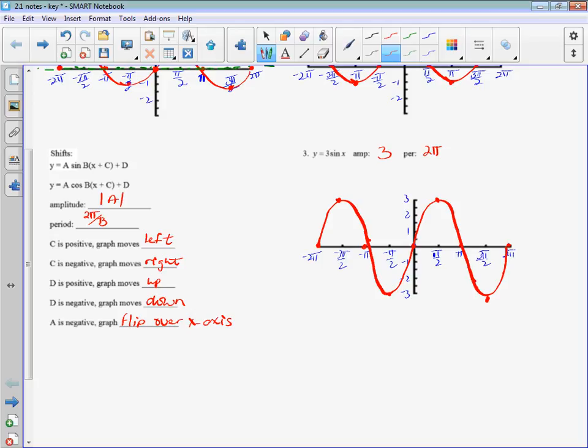Yep, amplitude change, so you have a vertical stretch, that's all that has happened. Okay, we're all right with that. Let's turn the page and try again.